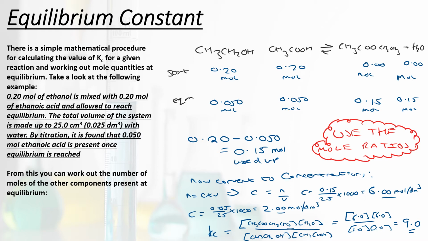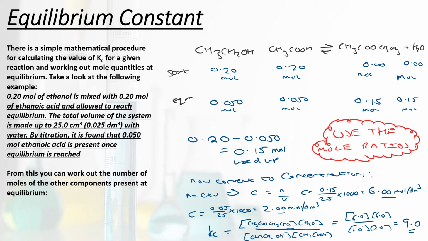And so our Kc expression is our concentration of the ester, concentration of the water, divided by the concentration of ethanol and the concentration of the ethanoic acid. Now the key thing here is that it's concentration, not moles. So we have to convert our moles into concentrations. So we use our n equals cV equation. We rearrange for concentration. That's the moles divided by the volume.